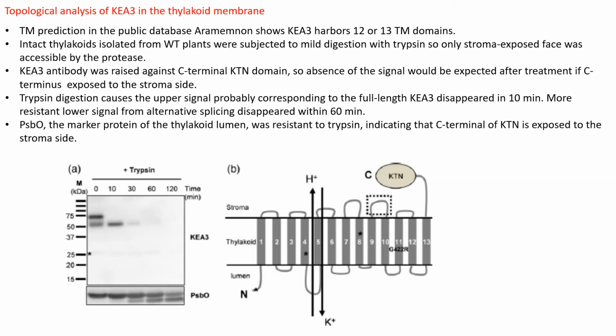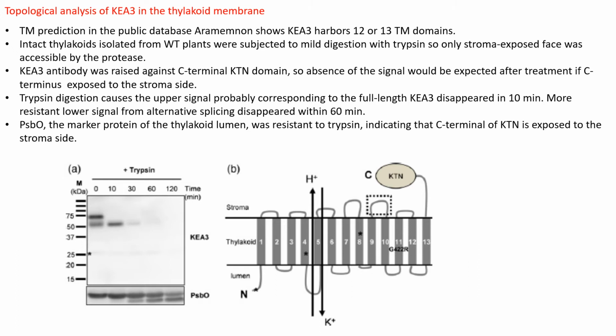In previous research articles, there was a suggestion that the KEA3 protein helps in the import of potassium ions into the lumen and efflux of hydrogen ions from the lumen to the stroma. However, in the DPGR mutant that we just saw, there was a low NPQ, and that brought in the question of whether the topology that was thought to be present for KEA3 is the correct topology or not.